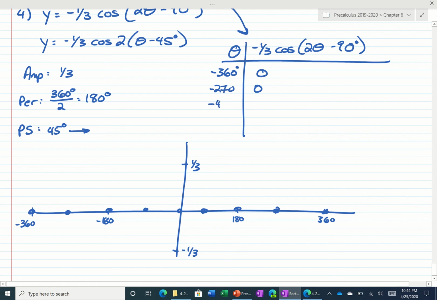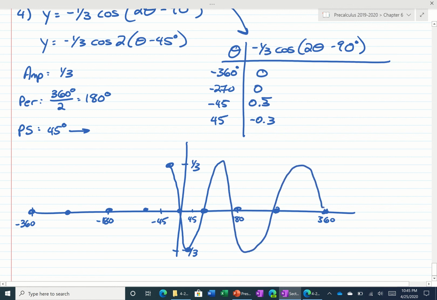Like, what about negative 45 and positive 45? At negative 45, I'm getting 0.3, and at positive 45, I'm getting negative 0.3. So I think that answers the question. All right, negative 45 and positive 45. The graph would look like this. Something like that.